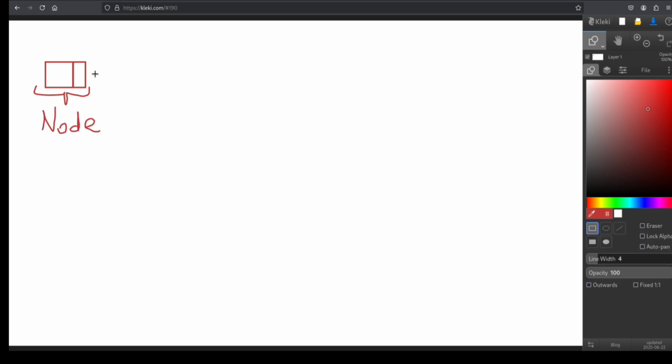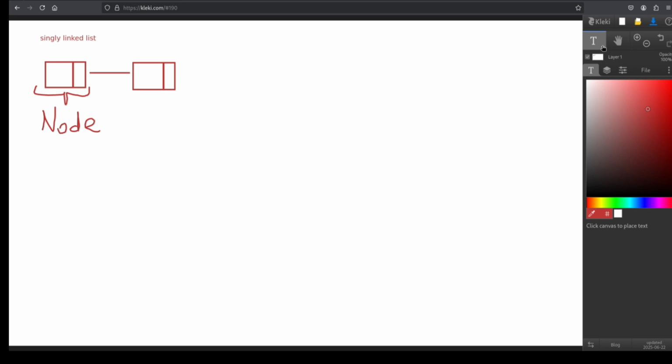A linked list, if it has a single address block and a single data placeholder, is called a singly linked list. And there's of course a link between the two nodes. So this is a singly linked list.